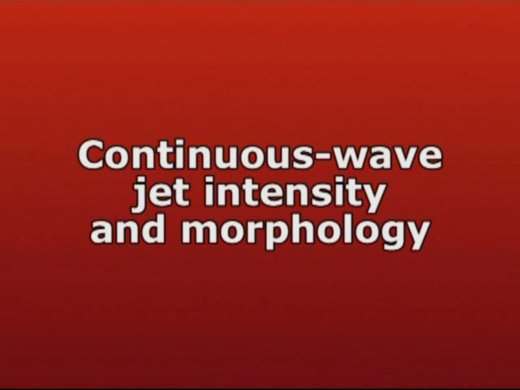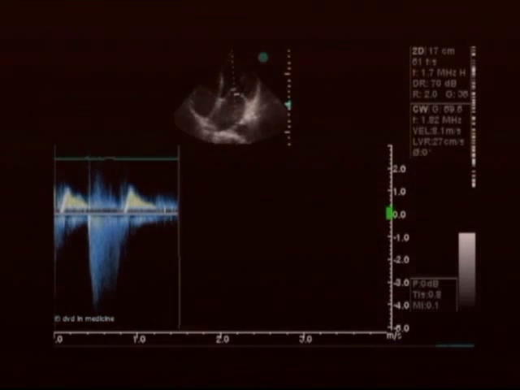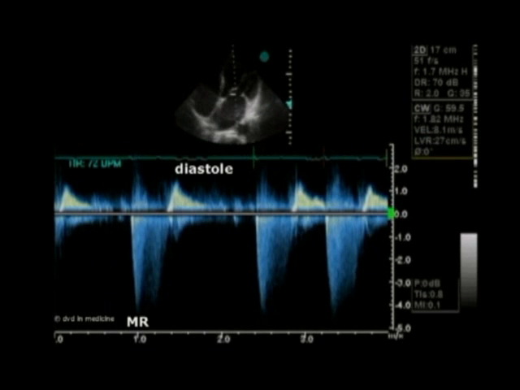Continuous wave, jet intensity, and morphology. Peak MR jet velocities by continuous wave Doppler typically range between 4 and 6 meters per second, a reflection of the systolic pressure gradient between left ventricle and left atrium. If the blood pressure at the time of the study is low, the peak velocities and gradients will also be low. Therefore, peak MR jet velocities alone are not reliable measures of MR severity.